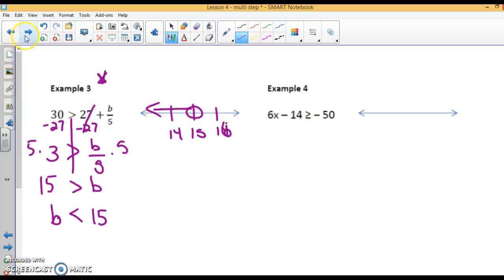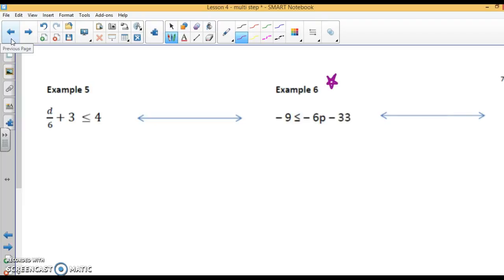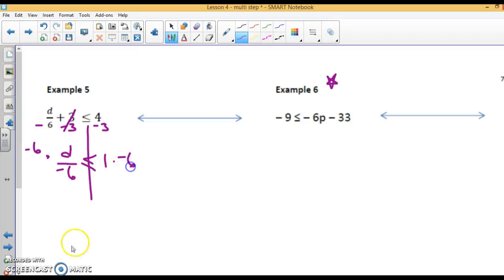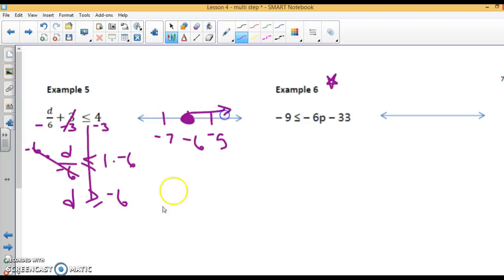All right, let's look. We're going to skip example 4. Let's do example 5, but let's switch this to a negative 6. So, d divided by negative 6 plus 3 is less than or equal to 4. Subtract 3 from both sides, and I'm going to have d divided by negative 6 is less than or equal to 1. Multiply both sides by negative 6. So I have d is. Now I multiply both sides by a negative, so I need to switch my inequality. Greater than or equal to negative 6. Graph this. Solid circle. Greater than is to the right.